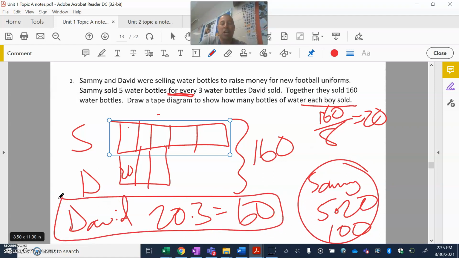So again, we didn't label the 160 with Sammy, because Sammy didn't sell 160. We didn't label it with David, because David didn't either. It was them together, so we have to use all their boxes. So we're going to be looking for those key phrases. We're going to encourage that you underline them, write them down, all that type of good stuff.